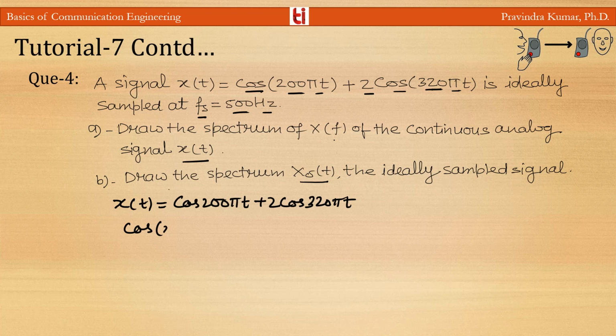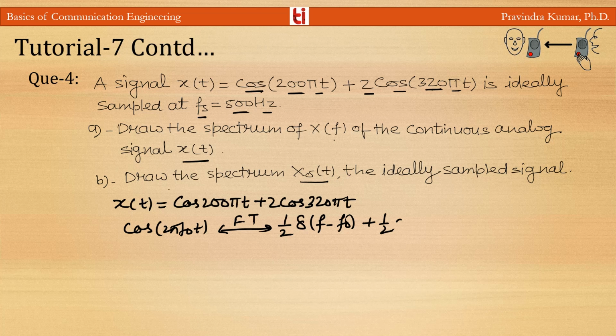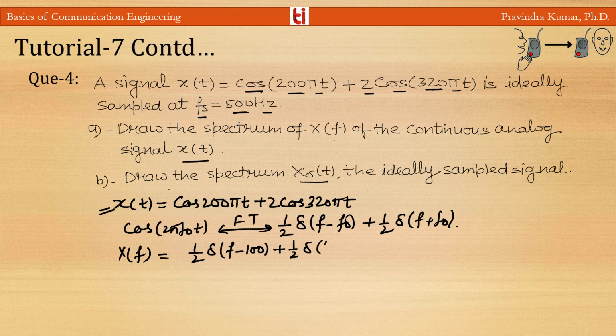We have given x(t) as cos 200πt + 2 cos 320πt. Since you know, if cos 2πf₀t is given, the Fourier transform of this cos 2πf₀t will be 1/2 impulse function at f minus f₀ plus 1/2 impulse function at f plus f₀. So if I take the Fourier transform of this x(t), X(f) will be 1/2 δ(f − 100) + 1/2 δ(f + 100), and plus, for this term, δ(f − 160) + δ(f + 160).